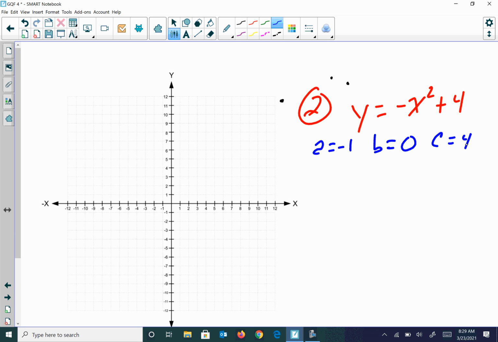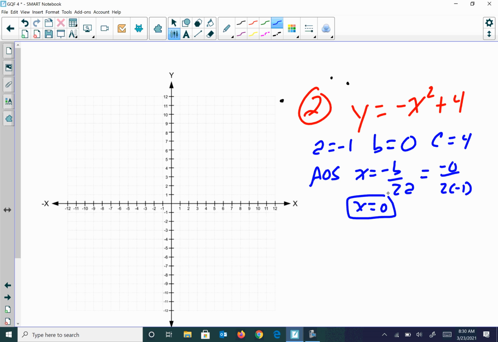All right, so the axis of symmetry, which we call AOS, is x equals -b over 2a, which I'm going to get -0 over 2 times -1. Well, if I get 0 on top, that means the whole thing has to be 0. So that's my axis of symmetry, which means right down the y-axis is my axis of symmetry. Good?